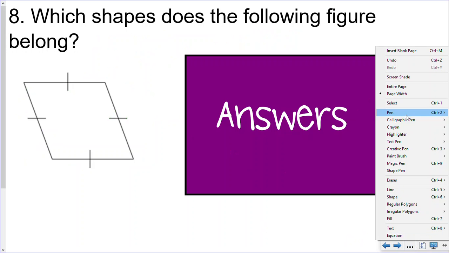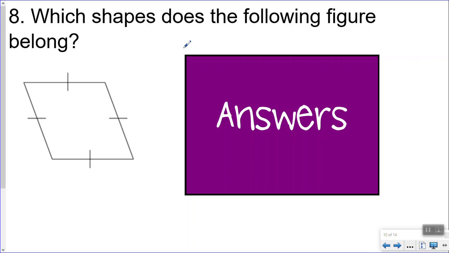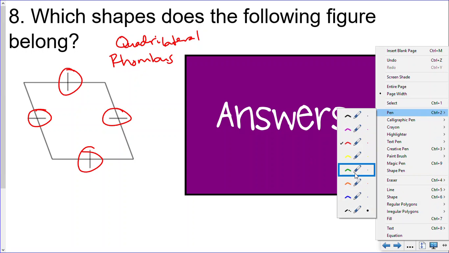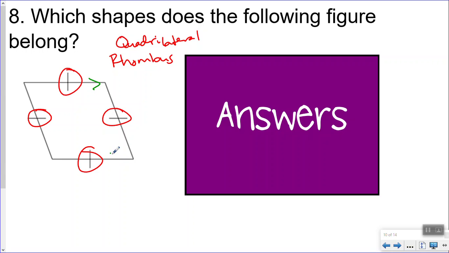All right. First thing that I notice is that this shape has 4 sides, so it's a quadrilateral. Then I also notice we've got these markings here, which means that all the sides are congruent. So that means that this is a rhombus. I also see that our opposite sides are parallel. So we've got those top and bottom running parallel, the left and right running parallel. So that means that this is a parallelogram.